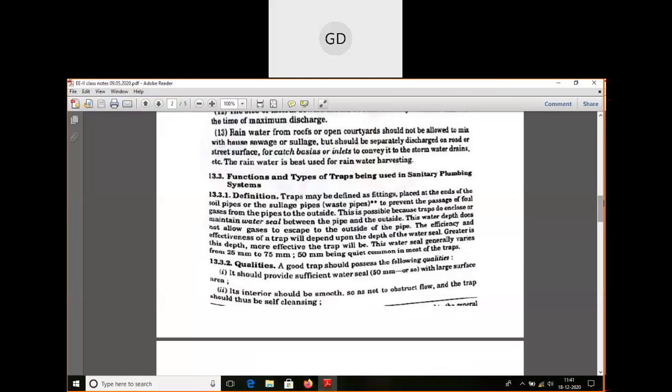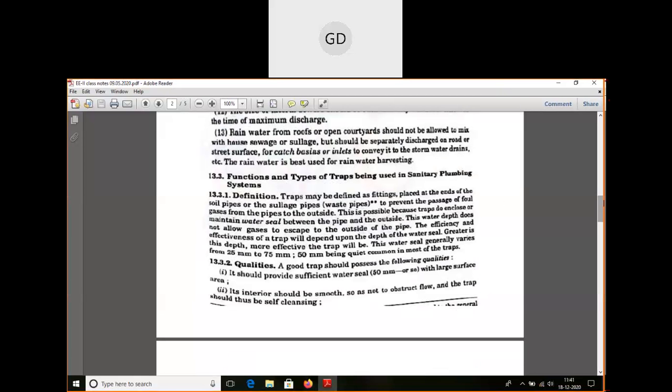Okay, so let me complete this trap part. What is a trap? It is written here: the functions and types of traps that are being used in a sanitary plumbing system. So first of all, let us know what a trap is. A trap is a type of fitting that is placed at the ends of the soil pipes or the sewage pipes to prevent the passage of foul gases from the pipes to the outside.